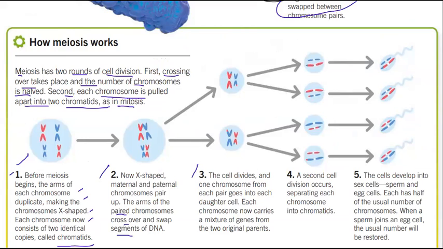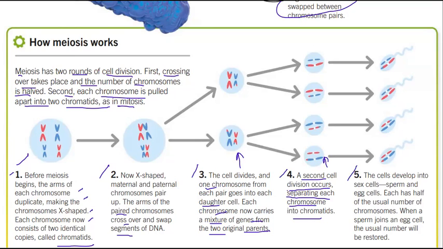And this third part here is the cell divides, and one chromosome from each pair goes into each daughter cell, and each chromosome now carries a mixture of genes from the two original parents. And the next one is a second cell division, which occurs separating each chromosome into chromatids.